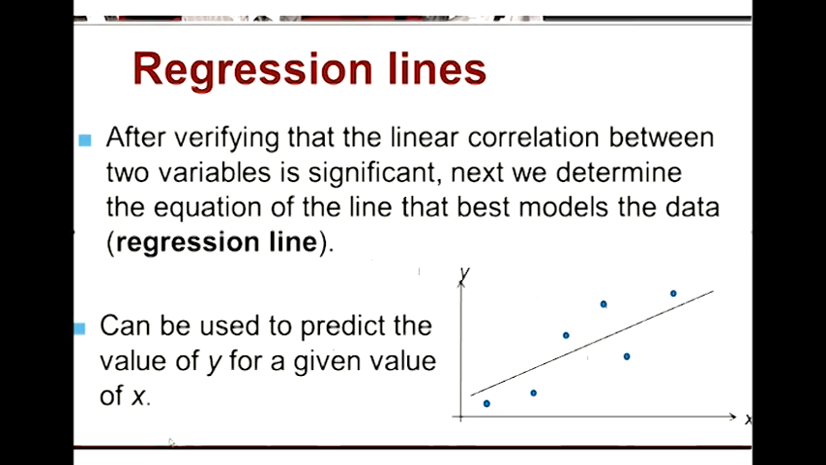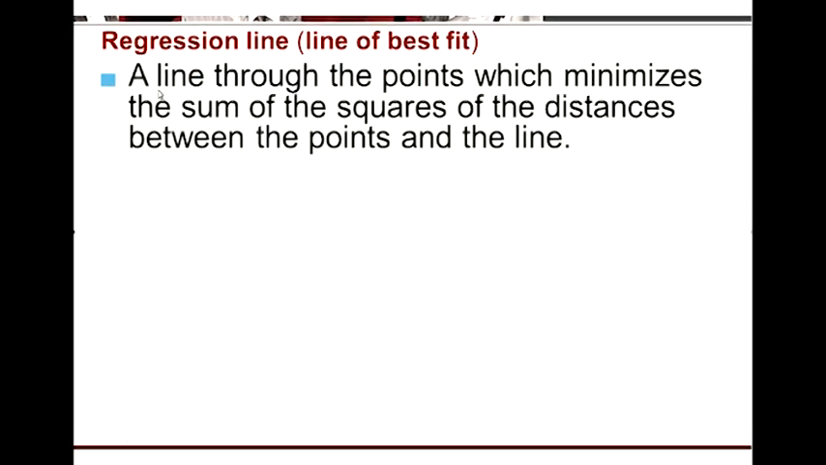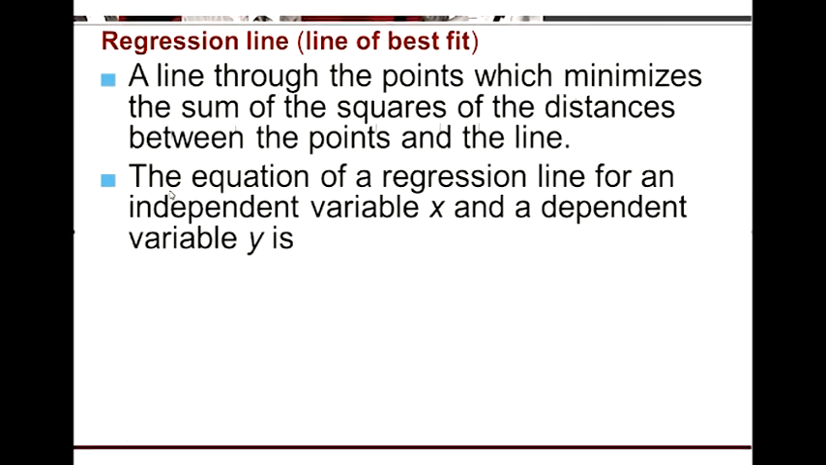And we can use that line to predict the value of y for a specific value of x, even if there wasn't a point using those numbers. So the regression line is a line through the points which minimizes the sum of the squares of the distances between the points and the line.